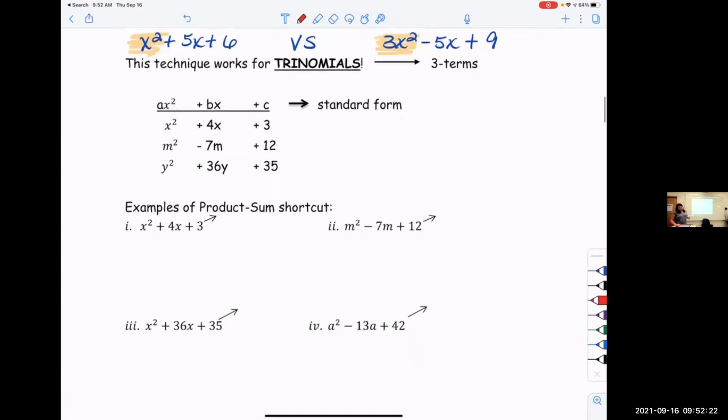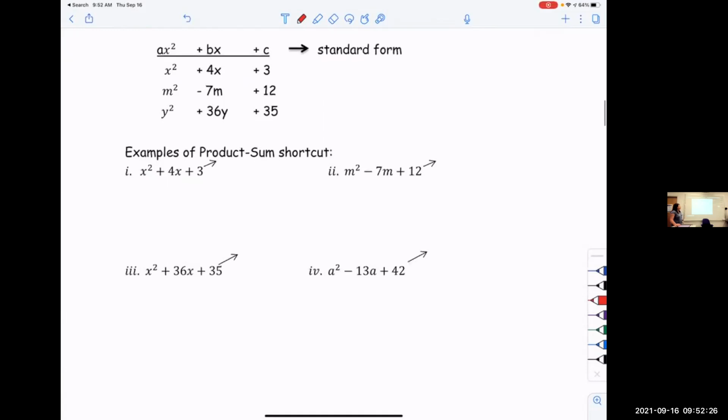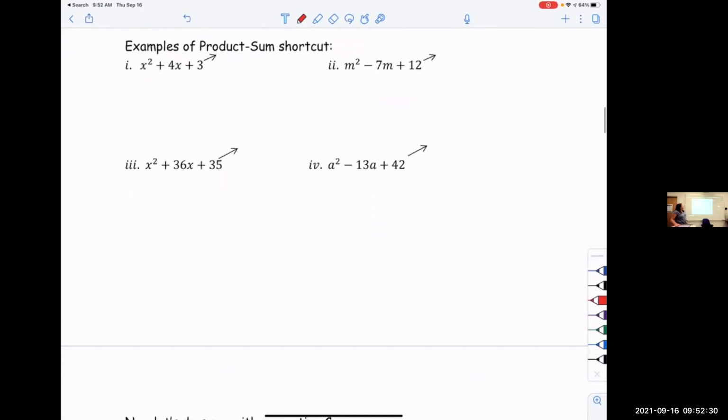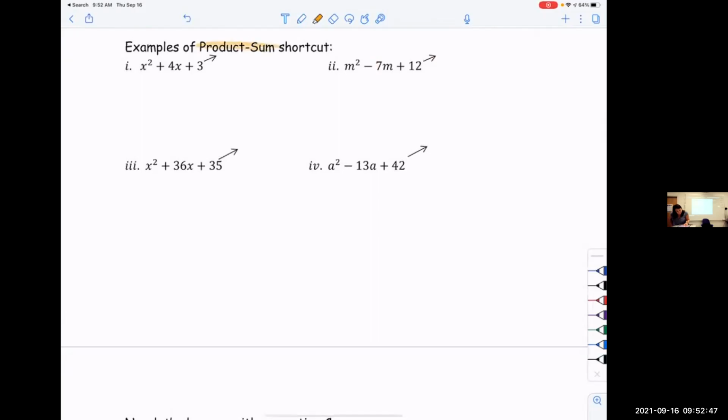All right, so let me remind you the product sum shortcut, or teach you if you haven't done it before. Always have a mix. So here we go. All right, notice that all of these do not have a leading coefficient. So this is not the shortcut with divide and slide. It's just the shortcut. Okay. All right. So it's called the product sum shortcut because there's a quick way to do it.